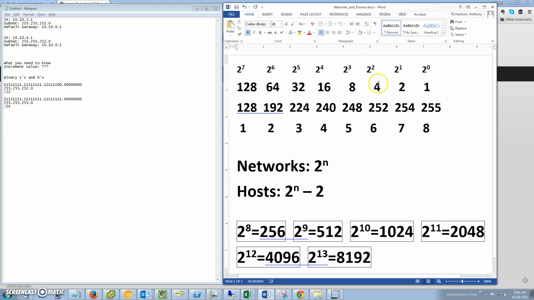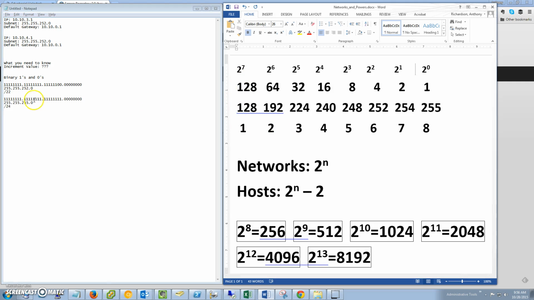2 squared is 4, 2 cubed is 8, 2 to the 4th power is 16, all the way up to 2 to the 7th power, which is 128. Now, if you count these, this is the reason why I put these down here. These are 8 bits. These 8 bits make up 1 octet in an IP address or a subnet mask.